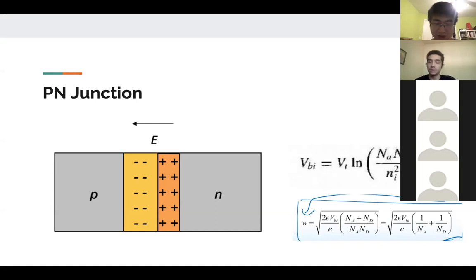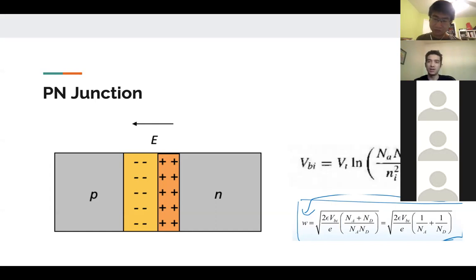Okay, so here are two equations that are pretty key with PN junctions. One of these is the built-in voltage in terms of the doping levels. So if you know the doping, you can figure out what VBI is. And then here is how you can also calculate the depletion width if you know the doping.